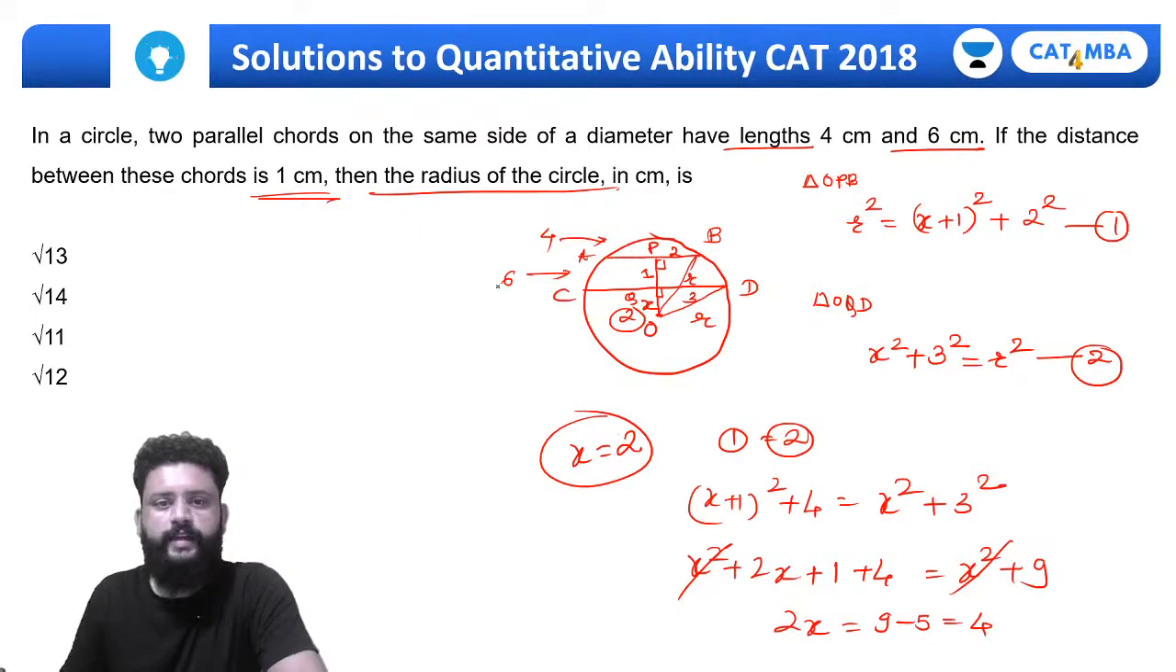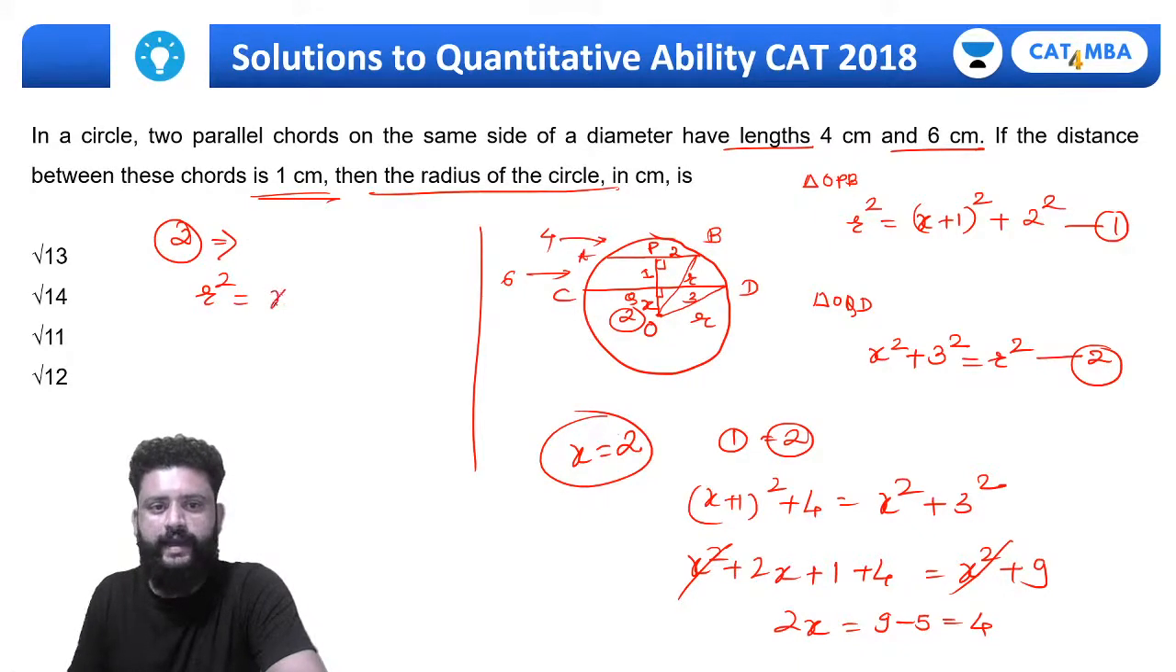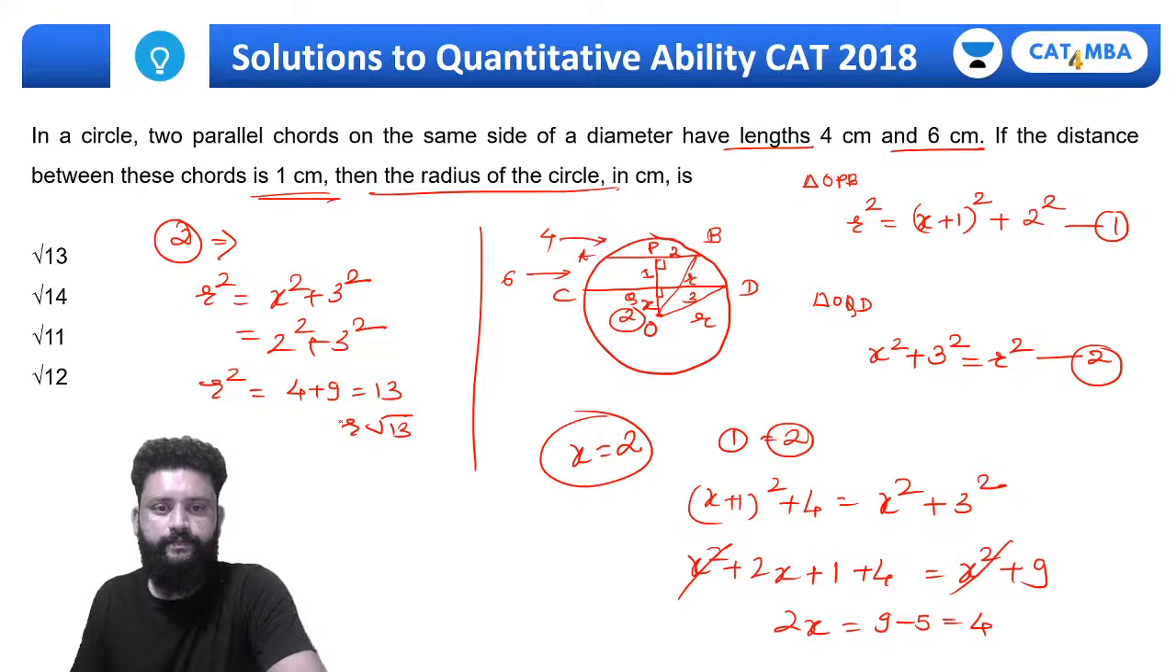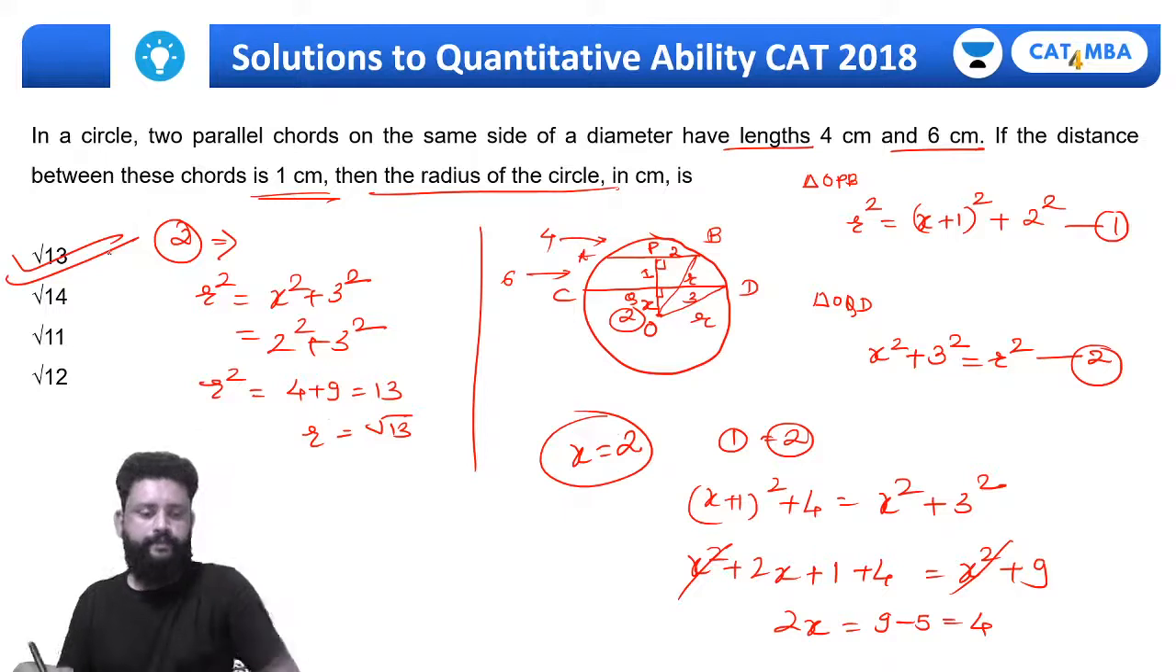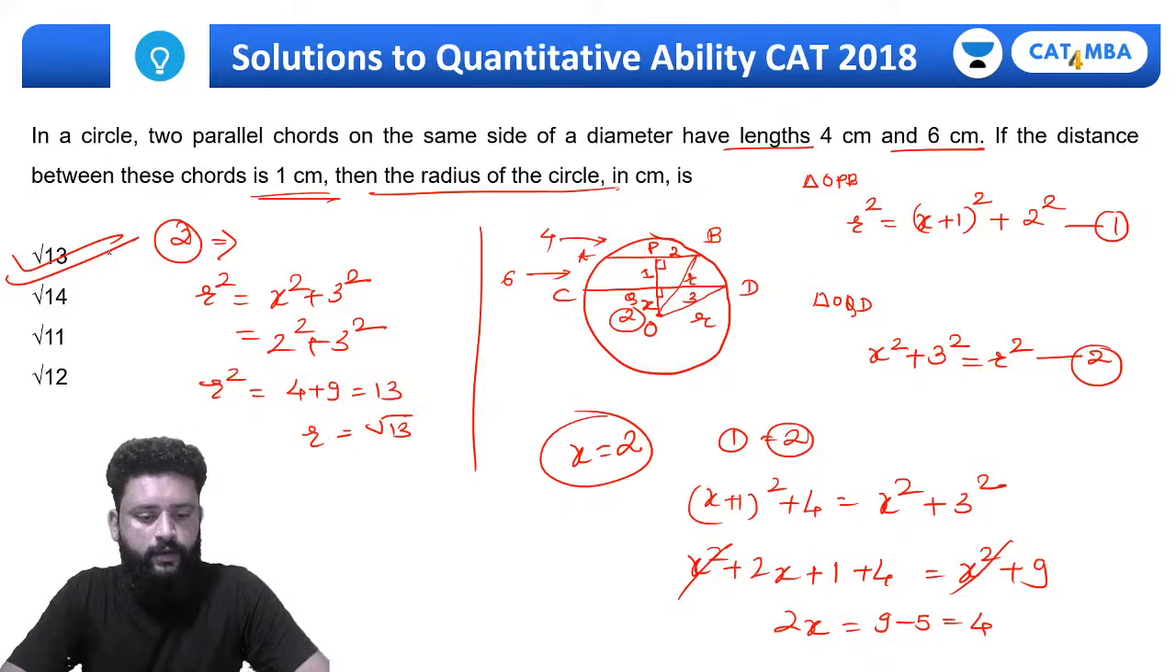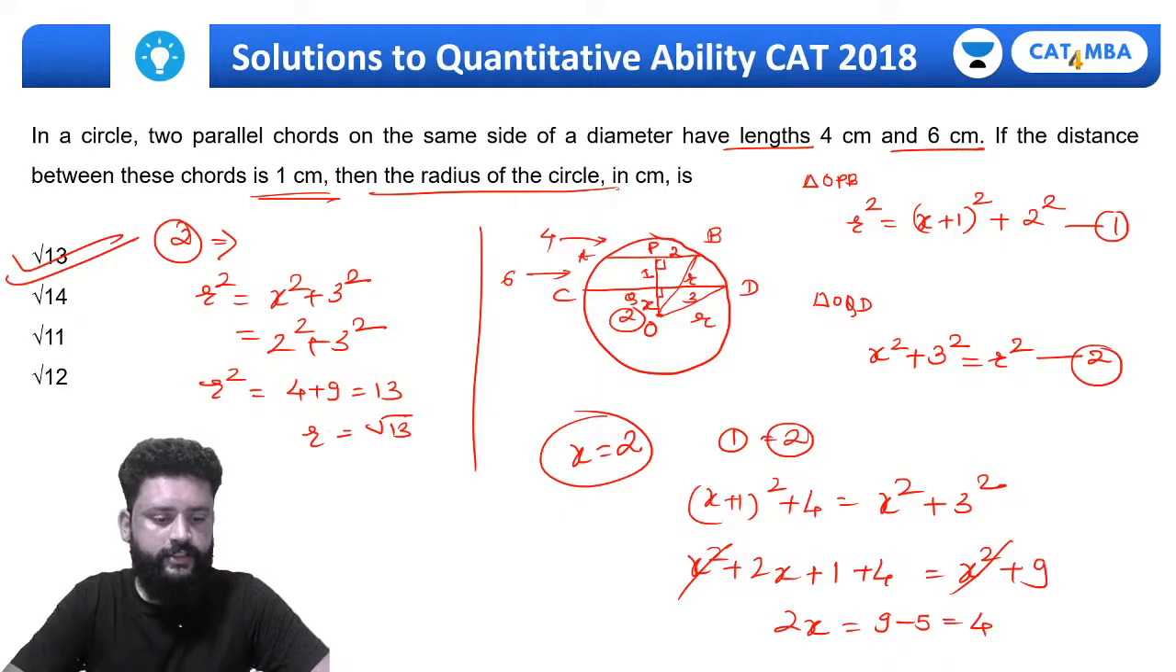So what is the value of R? Put it in equation 2. R square will be equal to x square plus 3 square, which is 2 square plus 3 square. So R square will be 4 plus 9, 13. So R must be root 13. That's simple. Answer option A. Right, have you understood this?